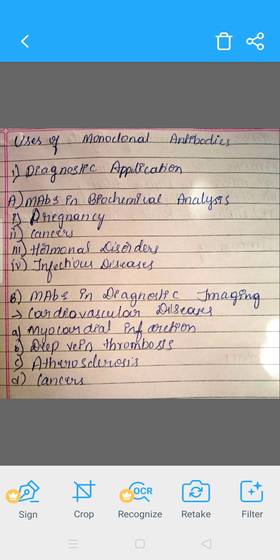In recent years, a number of diagnostic kits using monoclonal antibodies have become commercially available. First one, pregnancy: detecting the urinary levels of human chorionic gonadotropin. And the next one, cancer: estimation of plasma carcinoembryonic antigen in colorectal cancer and prostate specific antigen for prostate cancer.